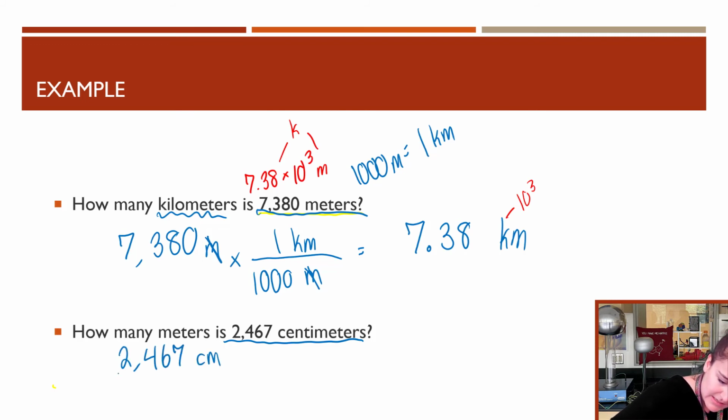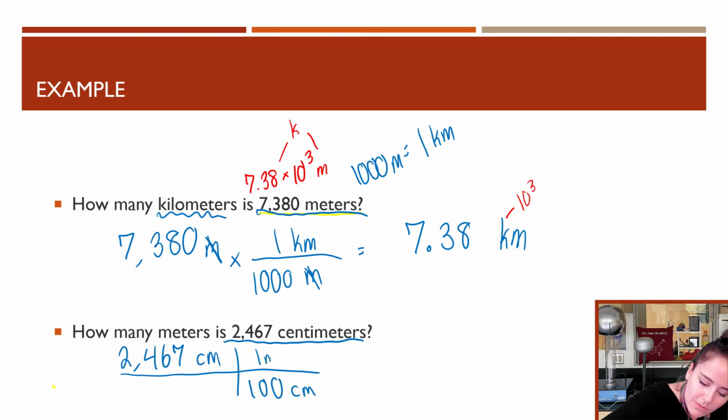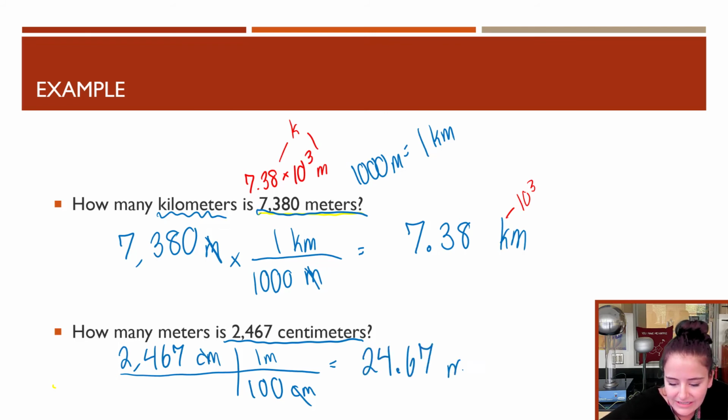2,467 centimeters. Okay, so we have 2,467 hundredths of a meter. I know that there are 100 centimeters in 1 meter, so I'm dividing it by 100, AKA just moving that decimal over 2 times. So 2,467 centimeters is the same thing as 24.67 meters. Okay, cool.